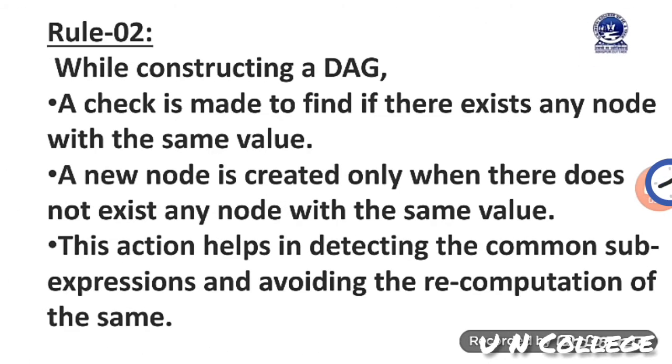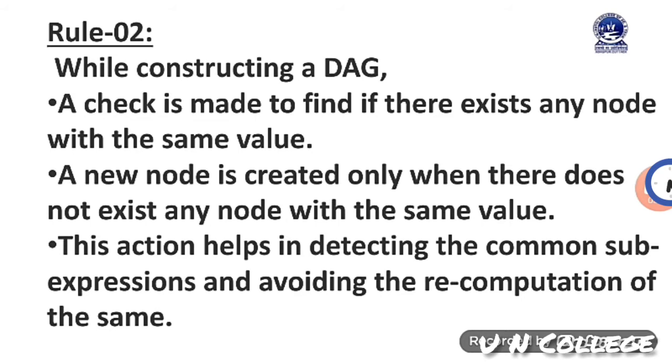Then the second rule is, while constructing a DAG, a check is made to find if there exists any node with the same value. A new node is created only when there does not exist any node with the same value. This action helps in detecting the common sub expression and avoiding the recomputation of the same. This rule is very effective.